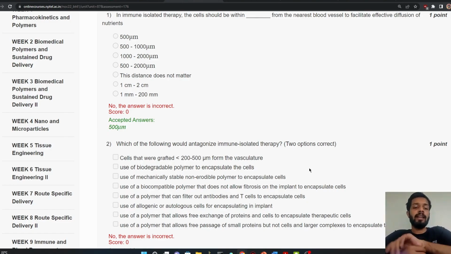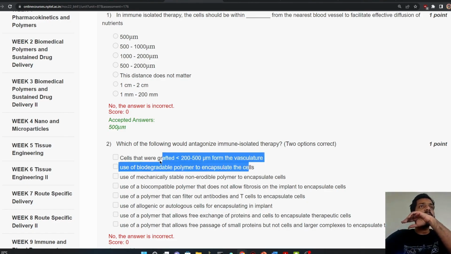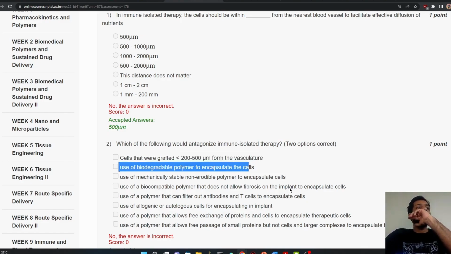If it's biodegradable, the barrier is slowly eroding away or degrading away, which means the cells will ultimately get exposed to the immune cells of the patient. So you do not want your barrier to be biodegradable polymer. So this is an incorrect choice or the correct option here.